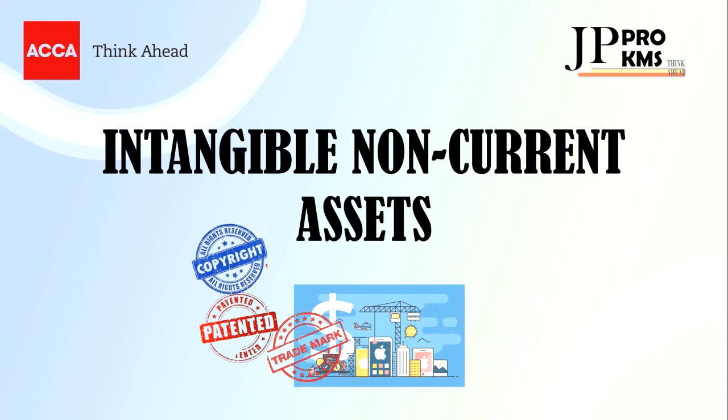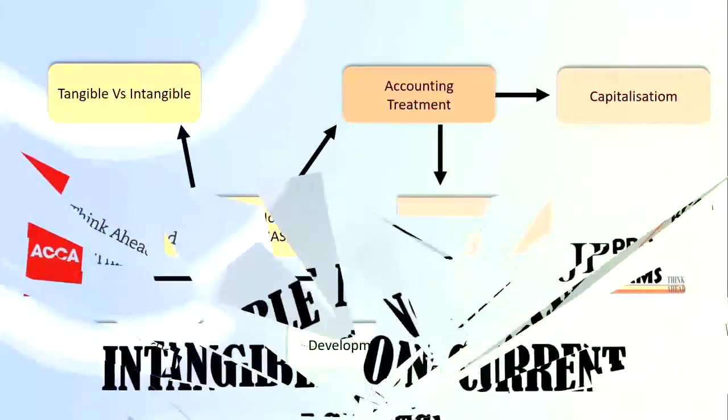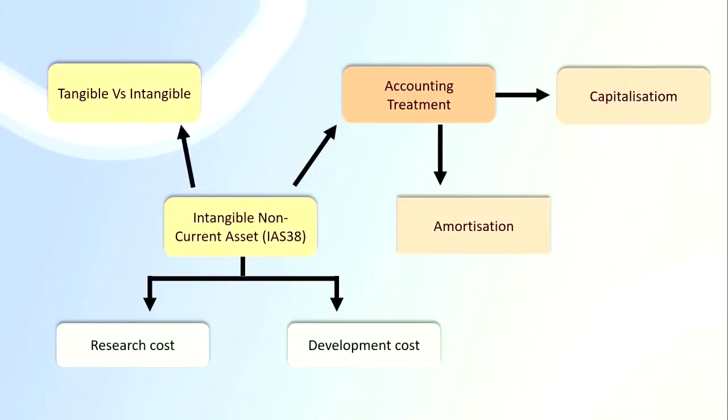For this topic, we are going to focus on the calculation of the intangible non-current asset after it has been recognized, recorded, and amortized. So we are going to do that under this part.